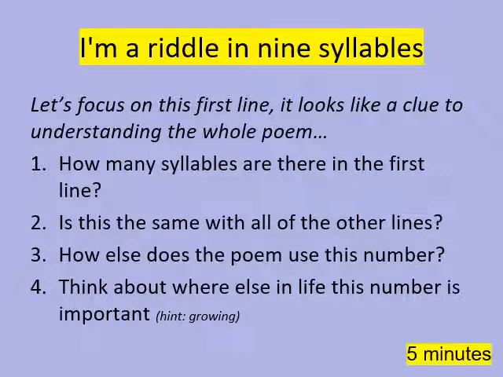Well, it opens with telling us what it is. I'm a riddle in 9 syllables. So let's focus on this first line. It looks like a clue to understanding the whole poem. How many syllables are there in that first line? Is this the same as all the other lines? How else does the poem use this number? Think about where else this number is important. And the hint is growing. So it's 9 syllables. It's to do with growing. There's lots of references to life-changing events that are to do with growing and the person becoming larger.